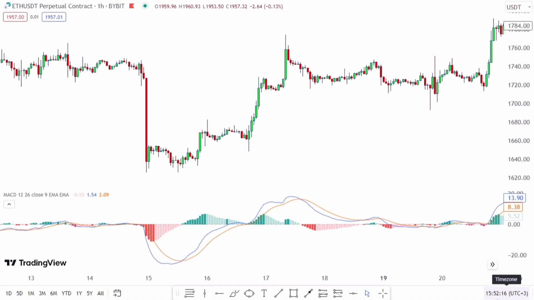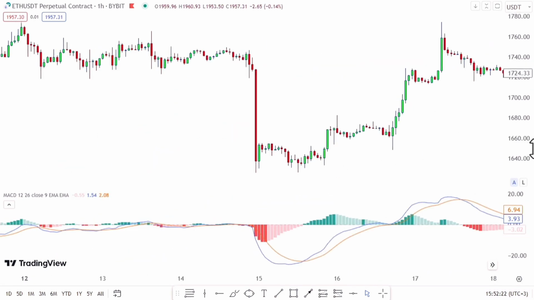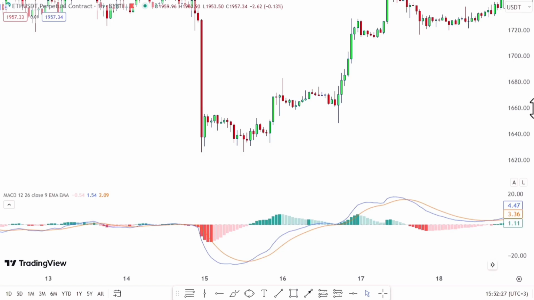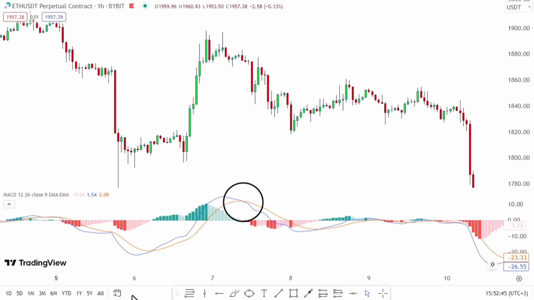Now, the way traders utilize this indicator to identify momentum is by looking at the crossover between the MACD line and the signal line. Let me show you an example. If the MACD line crosses above the signal line, it indicates that the market is on an upward momentum, and if it crosses below, it indicates that the market is on a downward momentum.